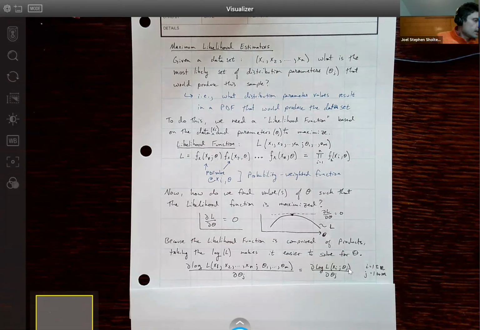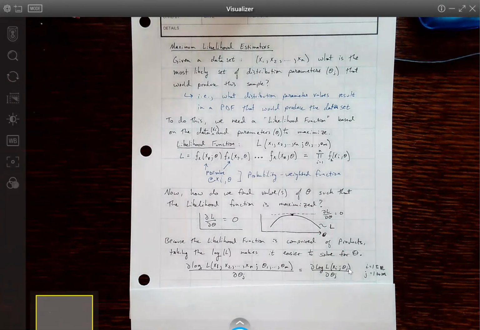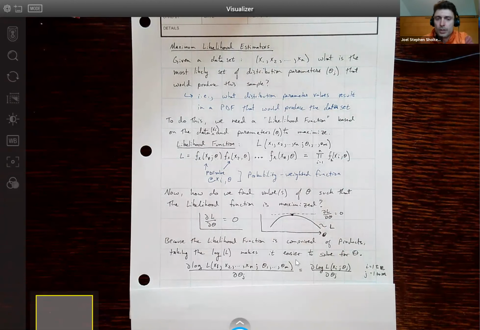So let's look at what this actually is. Hey, Joel. Yeah. What's in front of the log there? What is that? So that's the partial derivative. Oh, okay. Thank you. The partial derivative of the log likelihood function with respect to each value of theta, or each parameter we have in theta. So we'll just go through an example where we have 1 theta. So it'll be straightforward.